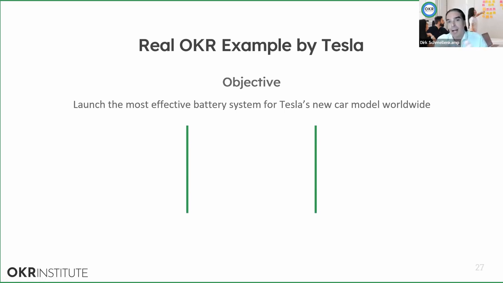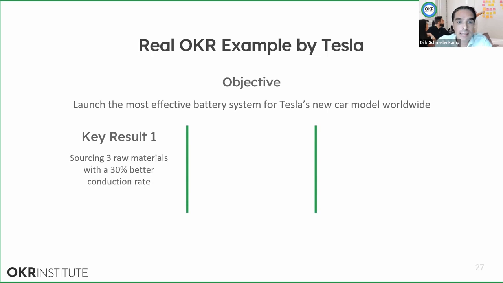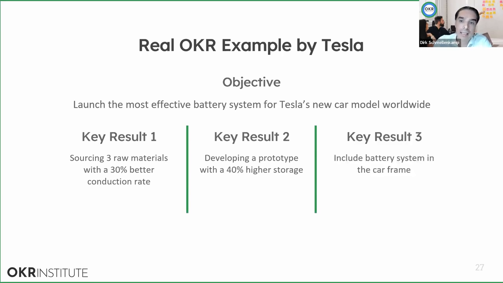So let's see, a very ambitious, aspirational goal. The first key result they came up with is sourcing raw materials with a 30% better conduction rate. That's key result number one. Key result number two, developing a prototype with a 40% higher storage. And key result number three, include the battery system in the car frame. Every one of these key results is very ambitious.